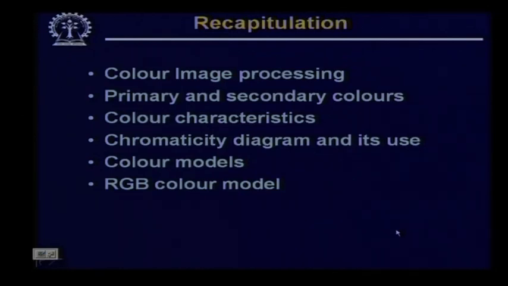In our last class, we have started our discussion. We have covered the fundamentals of color image processing. We have seen what is a primary color and what is secondary color. We have seen the characteristics of different colors. We have seen the chromaticity diagram and the use of the chromaticity diagram. And we had started our discussion on color models, and there we just started the discussion on RGB color model.